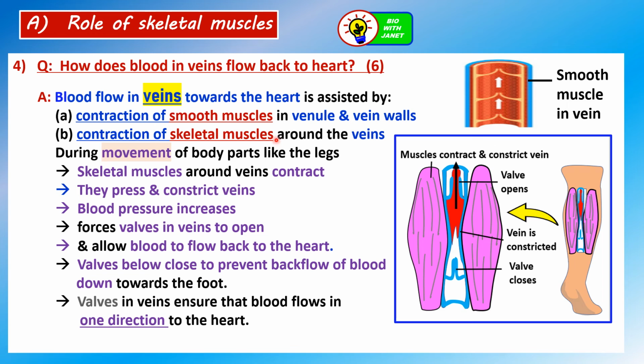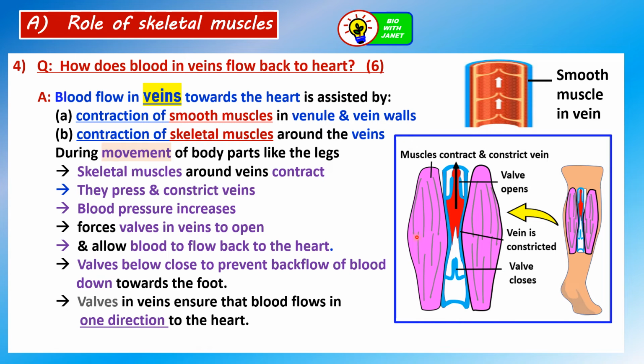The contraction of skeletal muscles that are found around the veins, not inside the veins. Okay, the smooth muscles are in the veins, but the skeletal muscles are around the veins. For example, you can see here, these two muscles of the leg, there's a vein here in between. So during movement of body parts like the legs, for example, if someone were to stand on tiptoe or walk, then the skeletal muscles will have to contract to move the body parts.